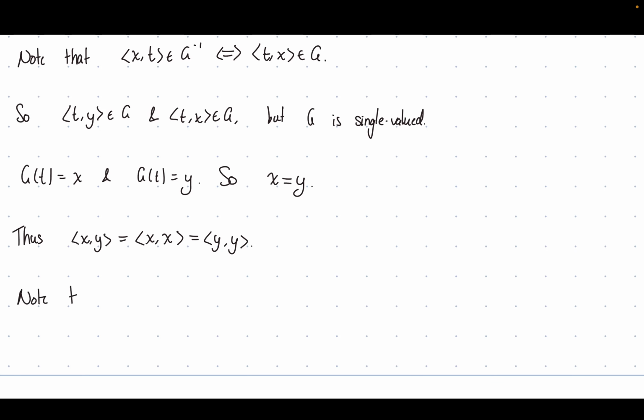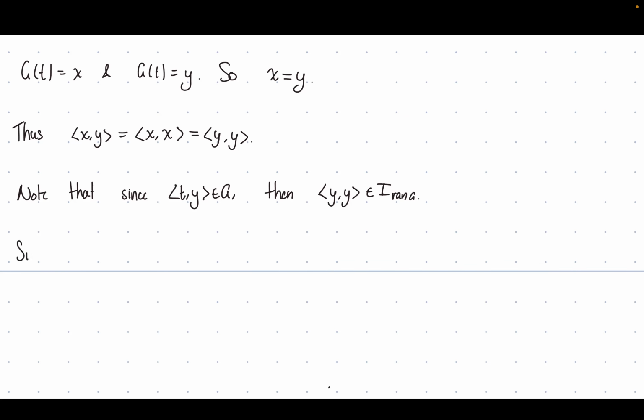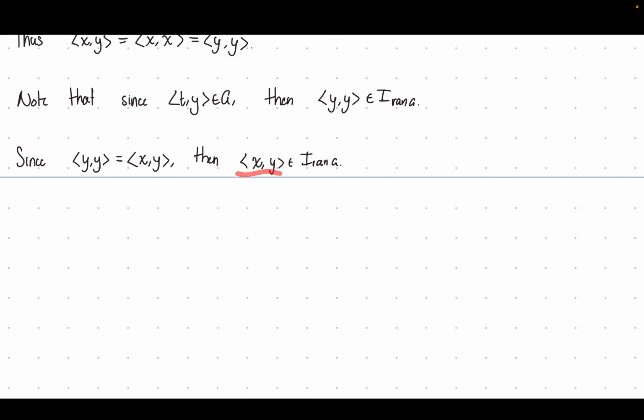Alright, so it's just an important fact that we'll use pretty soon. Now note that since t comma y is in G, then y comma y must be in the identity on the range of G, right? And then finally, since y comma y is the same thing as x comma y, then x comma y is in I sub ran G. And since this was the element we started out with, it follows that G composed of G inverse must be a subset of I sub ran G.